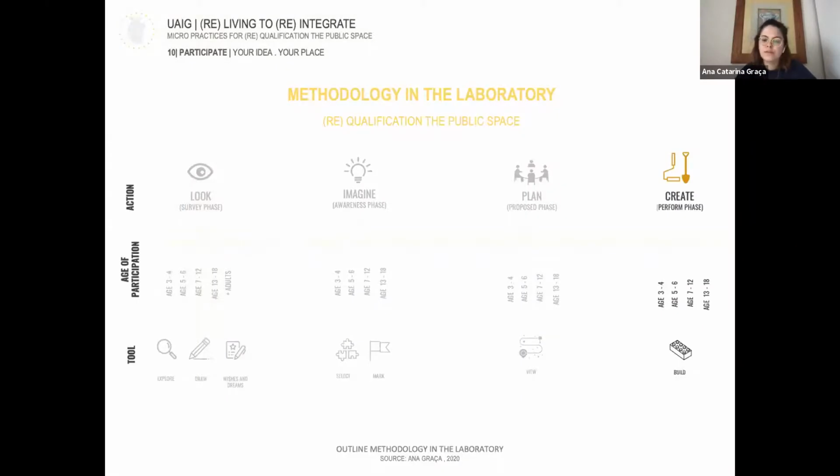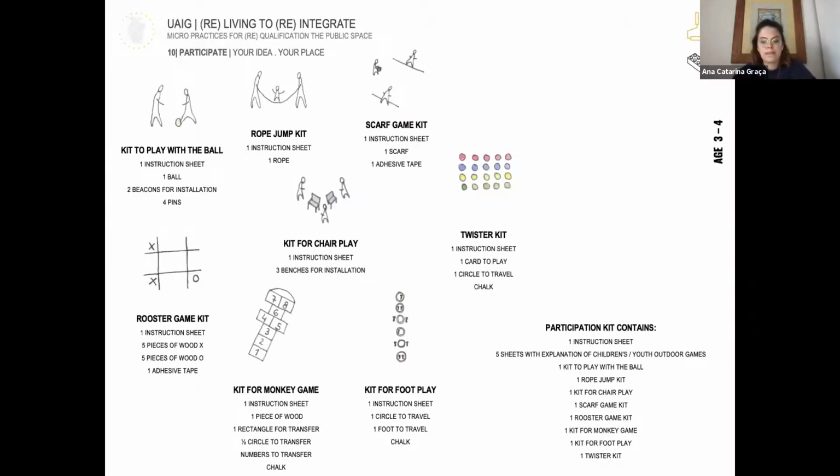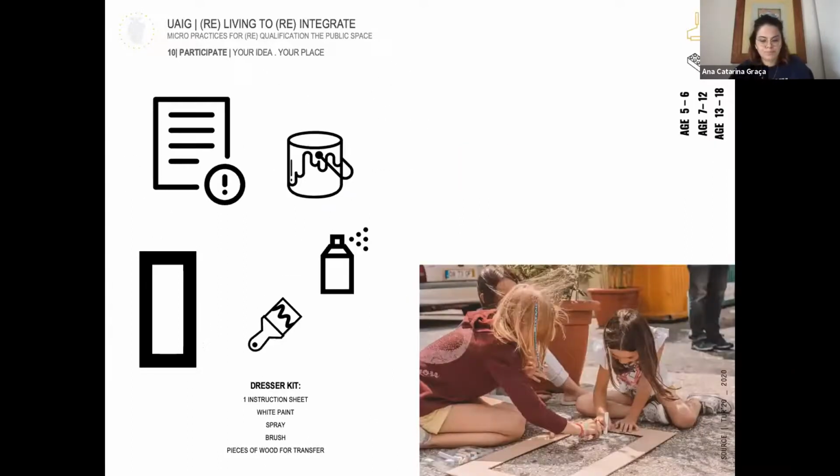The last phase of the methodology is the create phase, where the aim is to implement some of the children's ideas. These participation kits for children between 3 and 4 years are intended so that children can play the games in the public space using the various kits through the marking deployment of the games.